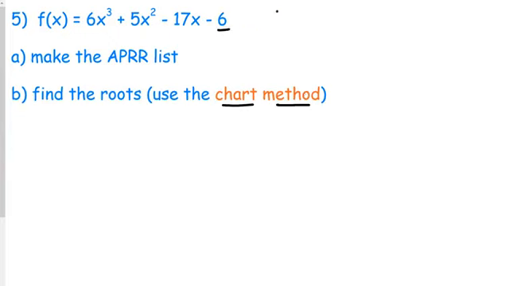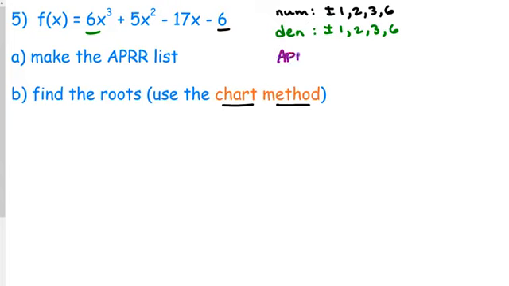Our numerators would be factors of 6. So we have plus or minus 1, 2, 3, and 6. And our denominators would be factors of 6. So we have plus or minus 1, 2, 3, and 6. That means our APRR list, which consists of all the combinations of those numerators over those denominators, would be plus or minus 1, 2, 3, 6, and then over 2.